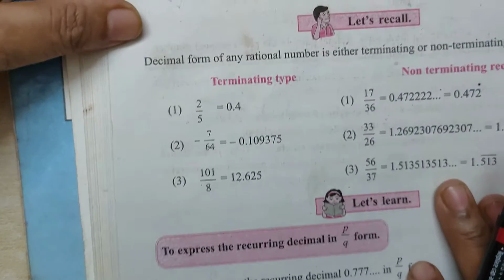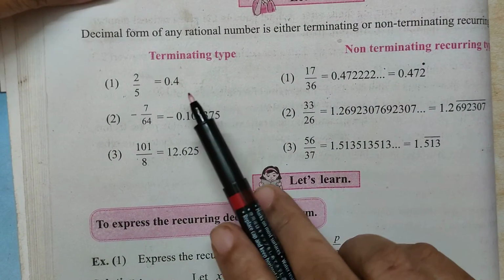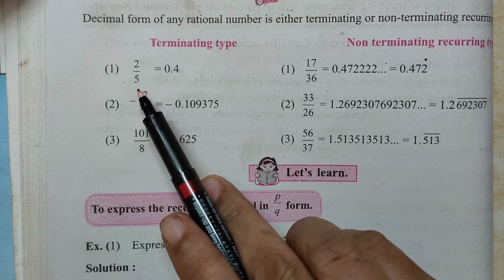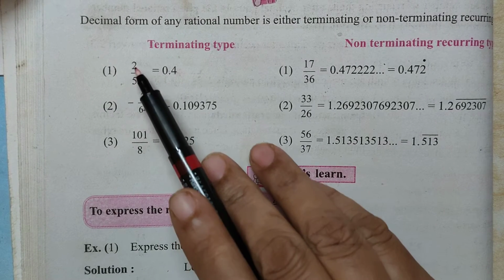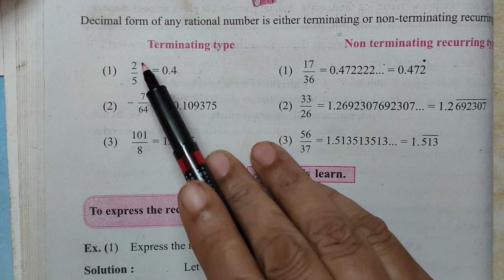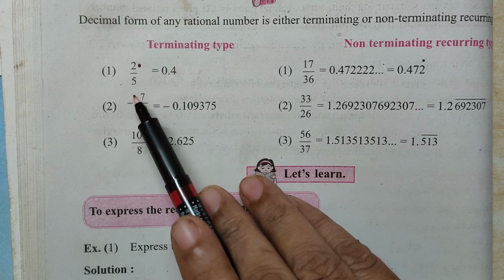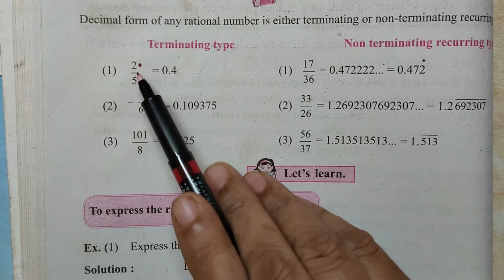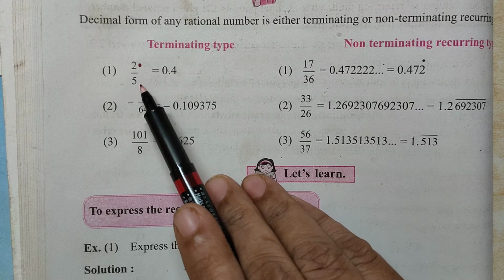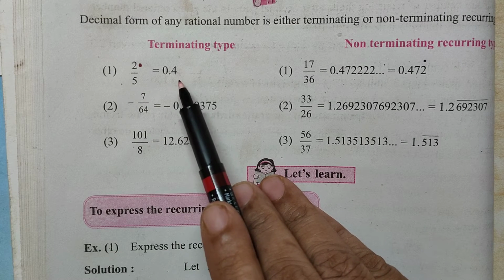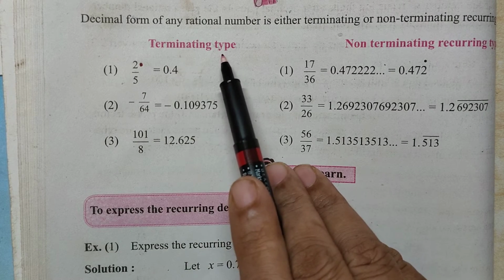Last year we studied decimal form. In decimal form, the numerator is divided by the denominator. For example, 2 is divided by 5. The answer is 0.4. This is the terminating type.